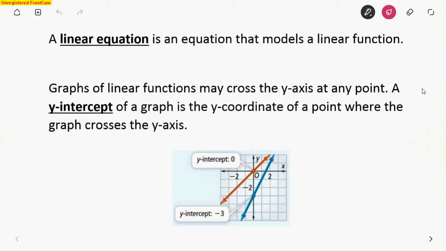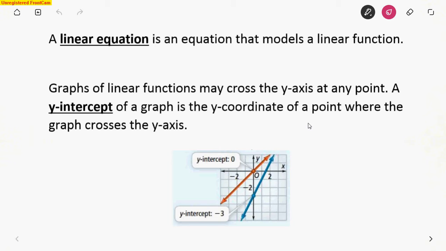Tonight we're going to talk about linear equations. More specifically, how we can write linear equations. So just a reminder, a linear equation is an equation that models a linear function. So it models a graph that's a straight line.